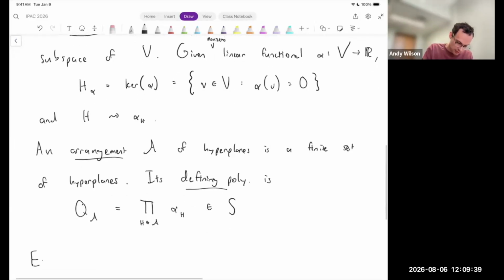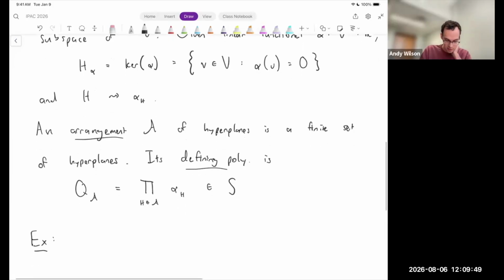So time for an example, I think. And in fact, in my piece today, I'm really only going to look at this braid arrangement. When Brendan takes over, he will use some related arrangements. But the braid arrangement, I'll write it as curly B, is the arrangement.